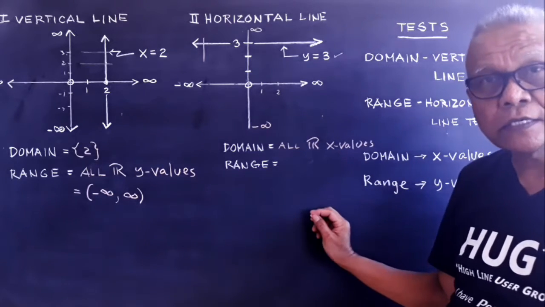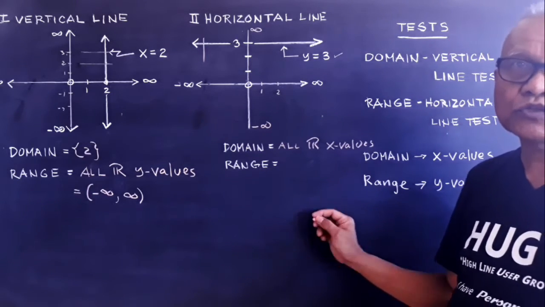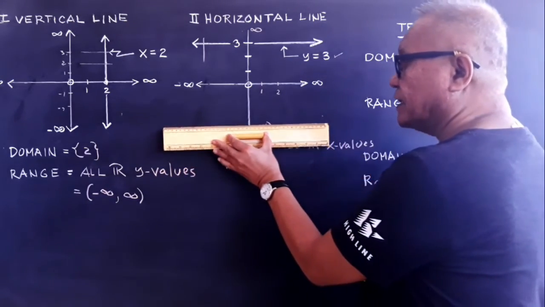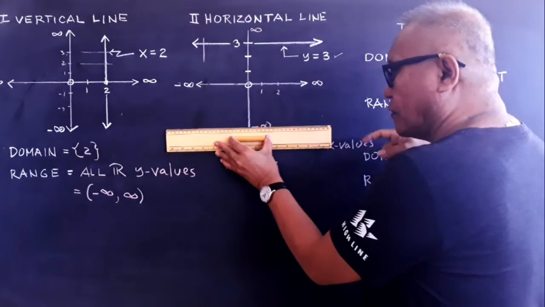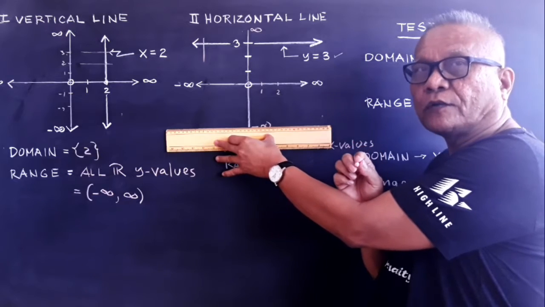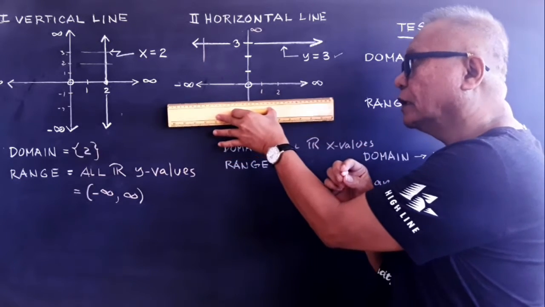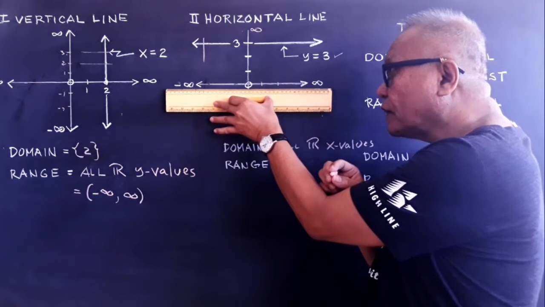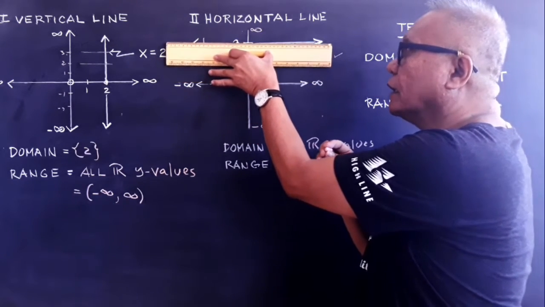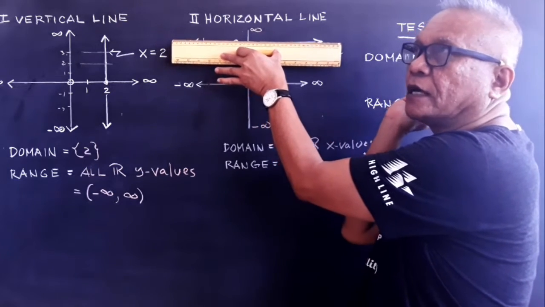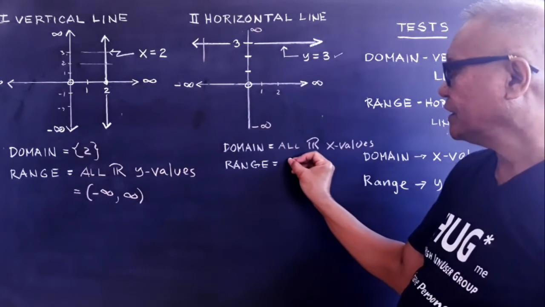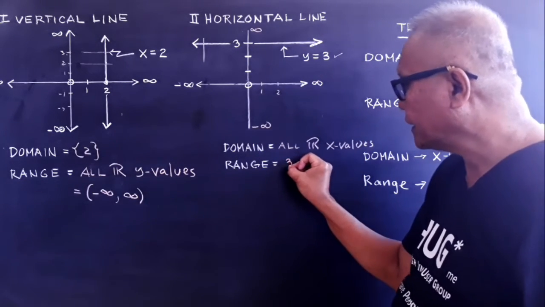What about the range? For the range, we are going to use the horizontal test. So for the horizontal test, you have to start here. Does this horizontal line intersect any part of our line? No. Here, no. Negative 5, no. Negative 2, negative 1, no. 0, no. 1, no. 2, no. 3, yes. It intersects the line itself. Therefore, our range here is 3.